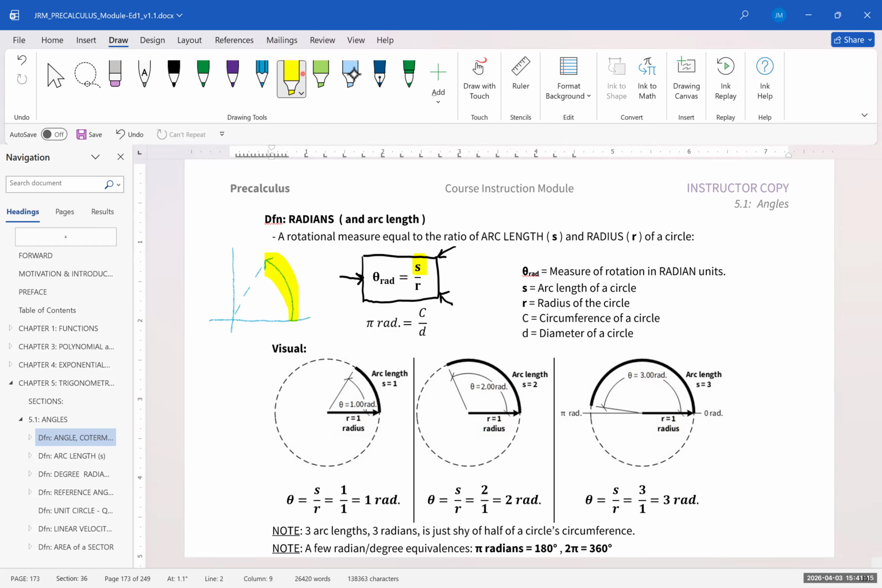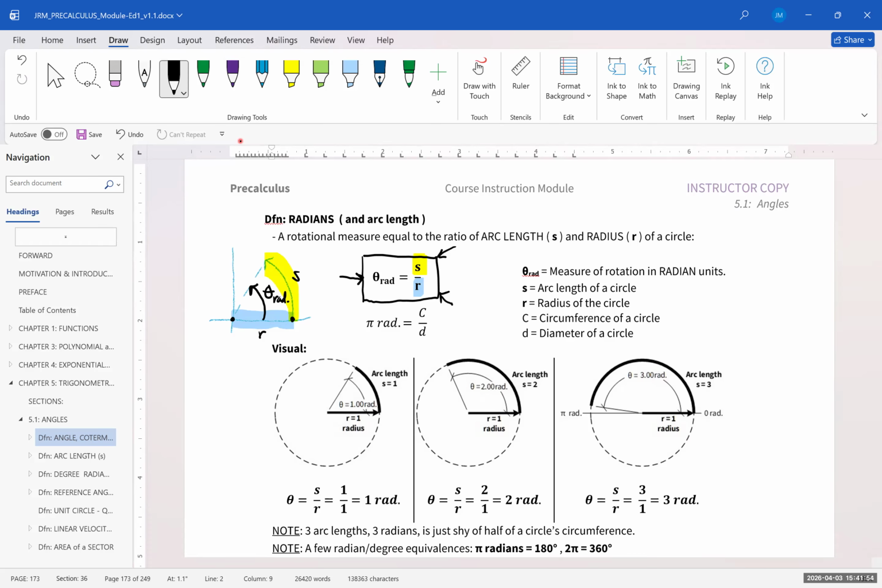Okay. The radius is the radius of the arc, and that goes from the edge of the circle to the center of the circle, or the center of the rotation. And so if you know the arc length and you know the radius, then the arc length divided by the radius will give you this rotational angle in radians. So that is what that equation means.